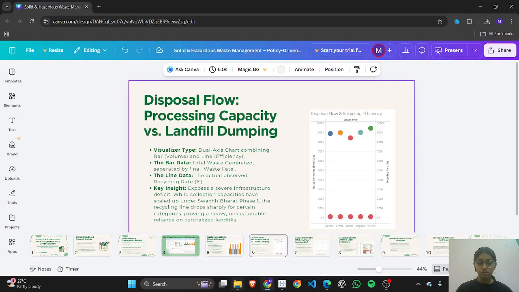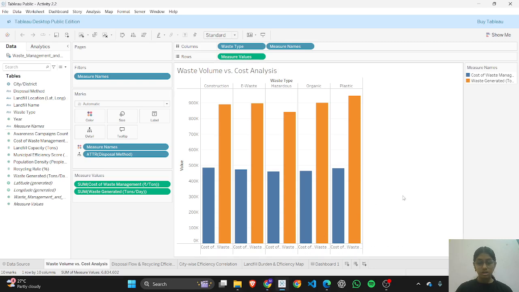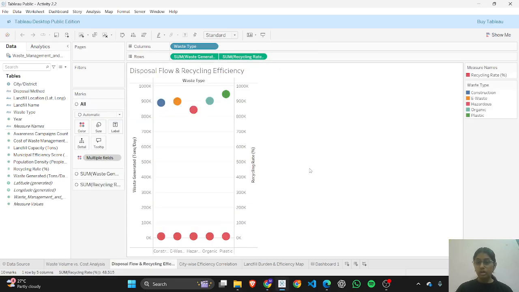This is the sheet. Here the waste type is construction and the recycling rate is 9,542, and the waste generated is 8,89,098 tons per day. Similarly, for other categories as well, the chart can be seen.